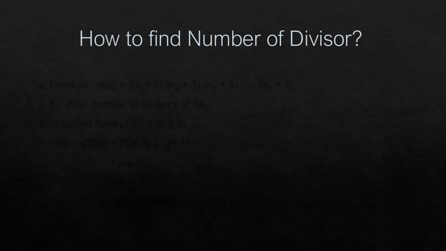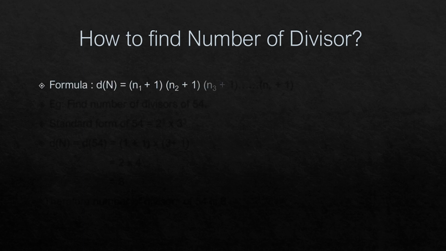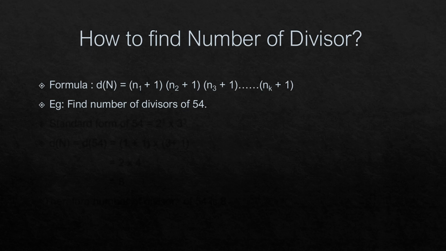So we'll see how to find number of divisors. We need formula, that is dN equals n1 plus 1, n2 plus 1, n3 plus 1, and so on nk plus 1. Here dN stands for number of divisors. We'll take one example to find number of divisors of 54. Standard form of 54 is 2 raised to 1 and 3 raised to 3.